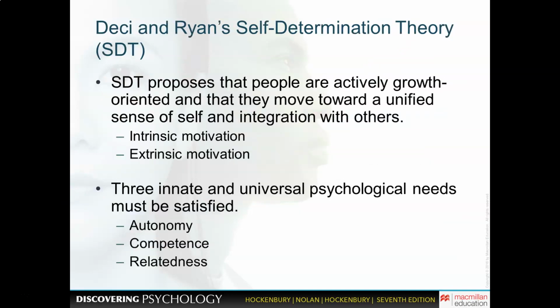And then other researchers, Deci and Ryan, who are current researchers, have determined that people are actively growth-oriented, and that they move toward a unified sense of self and integration with others, and that's known as self-determination theory. They said that there are three innate and universal psychological needs that must be satisfied, and those are autonomy, competence, and relatedness.